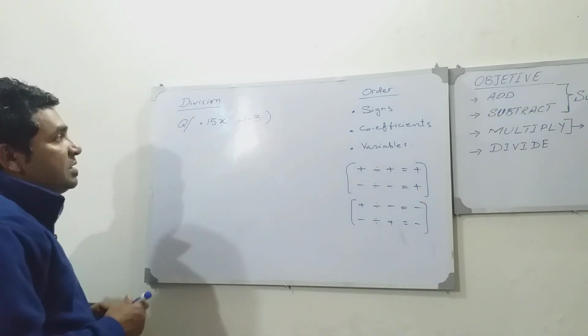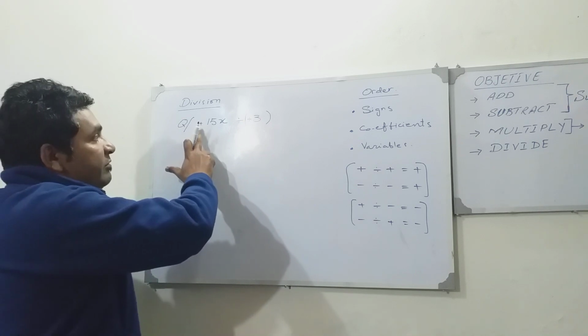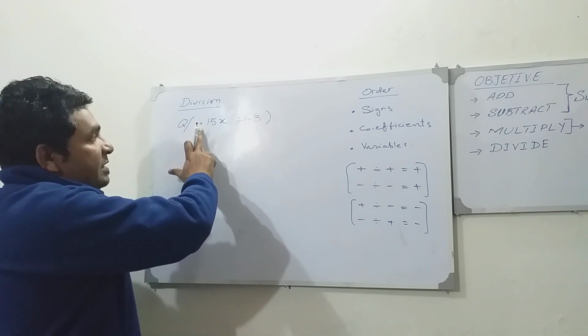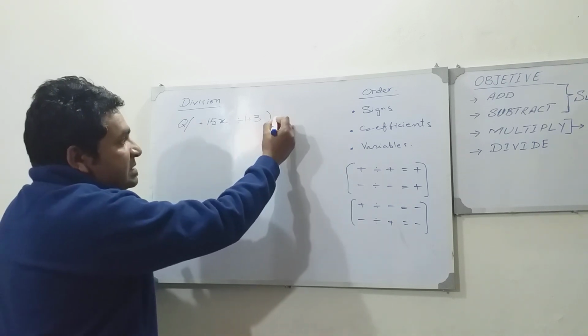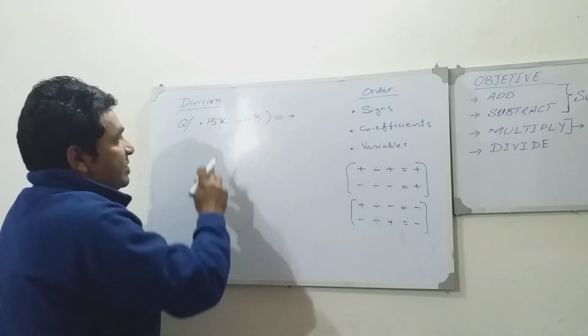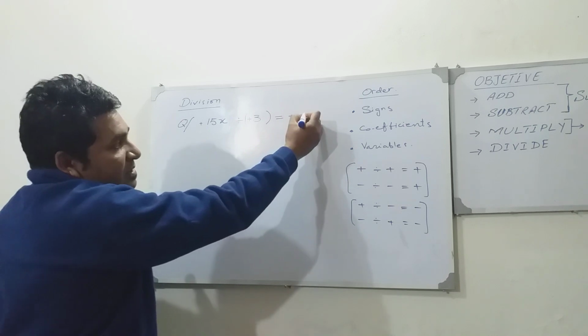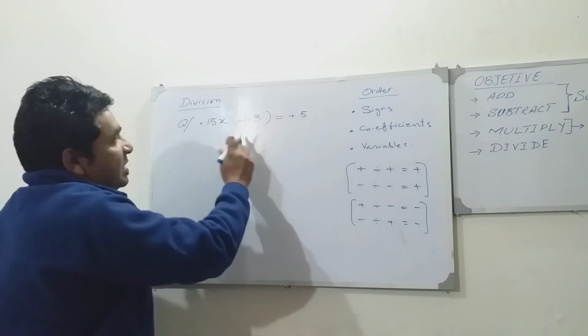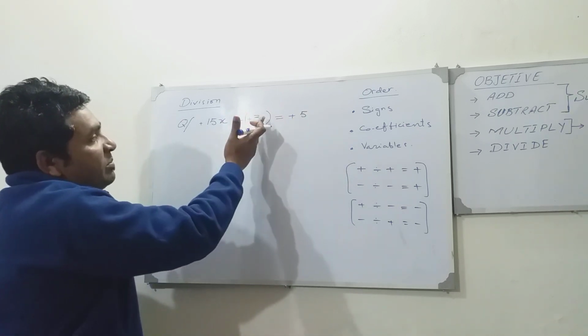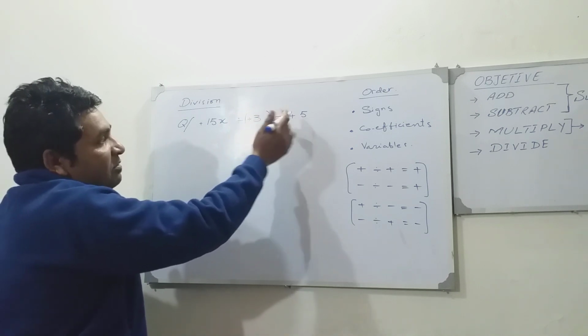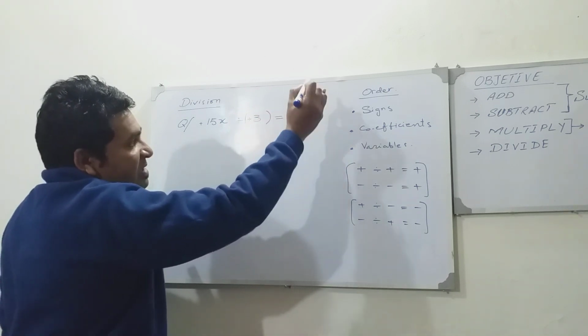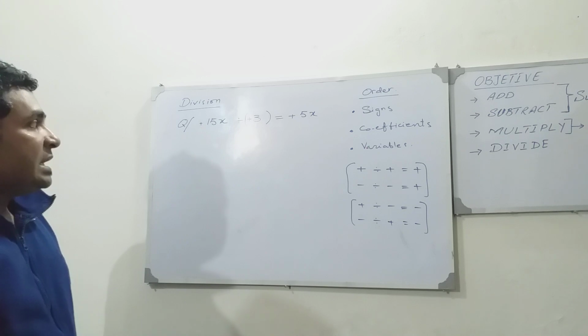So here we have positive divided by positive, which is positive. 15 divided by 3 is 5, and we don't have any variable in the divisor, so x will remain the same. It will remain as x.